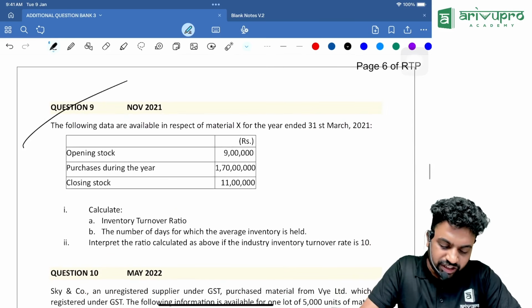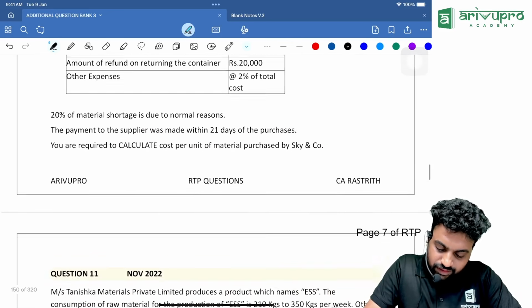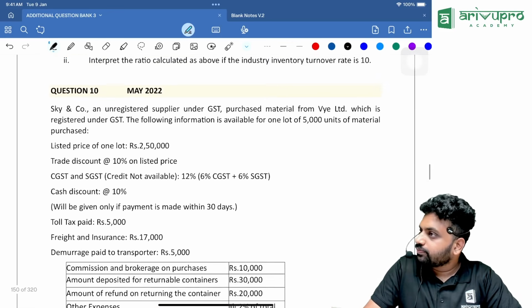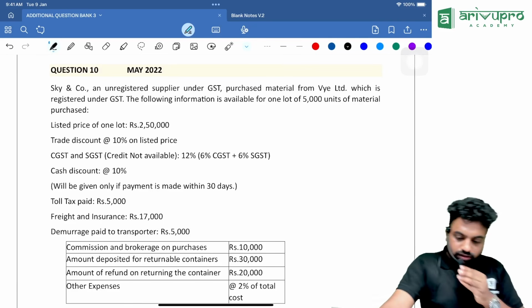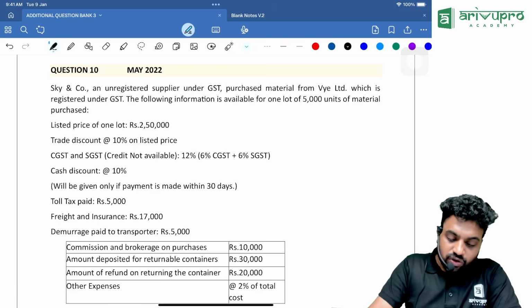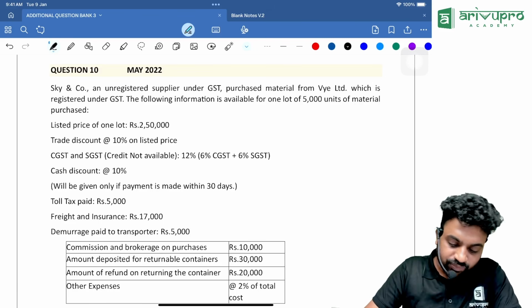9th one, same question repeated, guys, ignore. Look at this 12th one. Sorry, 10th one.